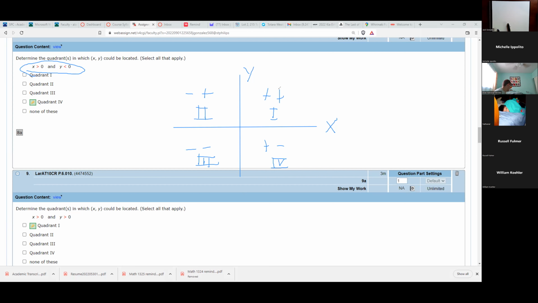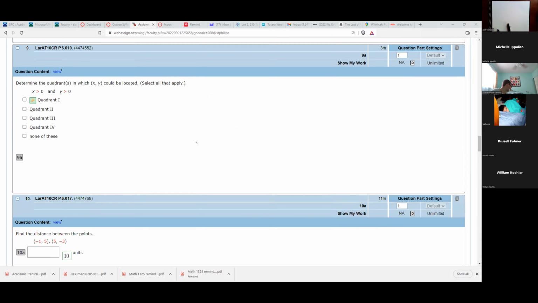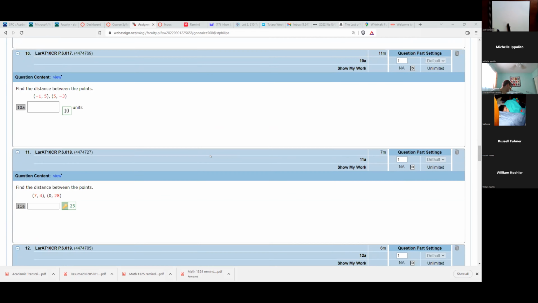So number 8 and 9, that's all you're going to do. Are there any questions on figuring out where you're negative and what they're talking about when they say quadrants? All right, I'm assuming you guys are good. So stop me anytime if something doesn't make sense.